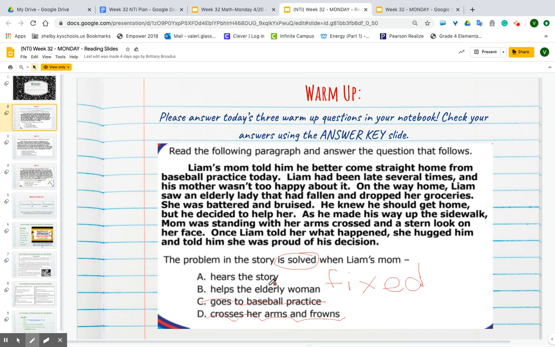So then I have, here's the story and helps the elderly woman. But we have to be careful at how you read this. Because, yeah, she was happy when Liam helped the elderly woman, but she wasn't there. So it's when she hears the story. So that would be your answer.